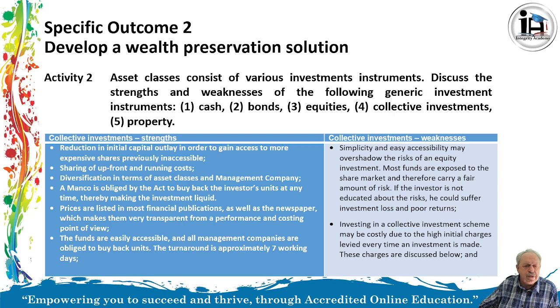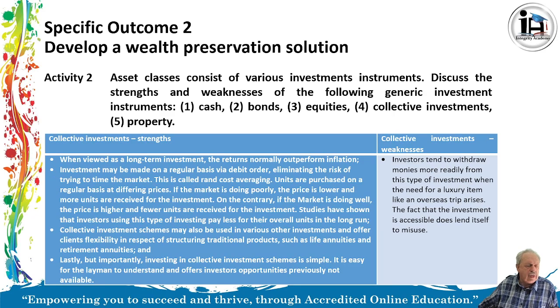If we look at the weaknesses of collective investment schemes, simplicity and the ease of accessibility may overshadow the risk of an equity investment. Most funds are exposed to the share market and therefore carry a fair amount of risk. If the insurer or the investor is not educated about the risk, he could suffer investment loss and poor returns. Investing in a collective investment scheme may be costly due to the high initial charges levied every time an investment is made, and these charges we will discuss in another slide.